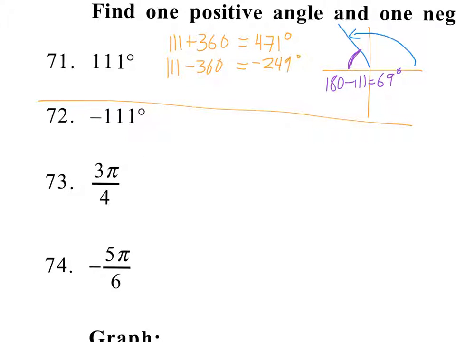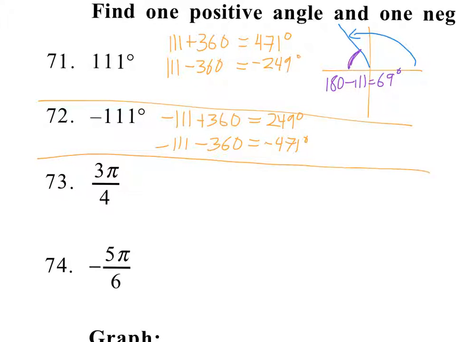Okay. 72, we're going to follow the same type of path. Negative 111, I'm going to add 360 and see if that gets me above 0, and that gets me to positive 249. Negative 111, another negative angle would be minus 360. That's going to get me to negative 471. I'm going to close that area off.